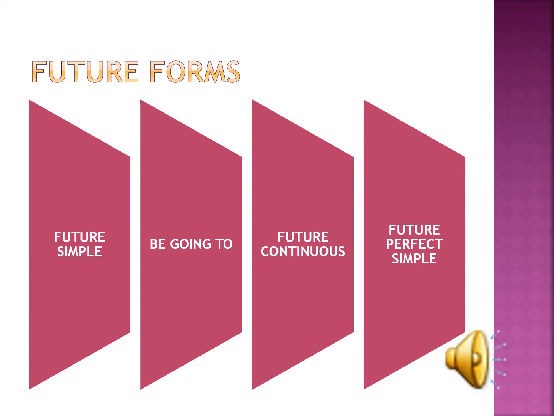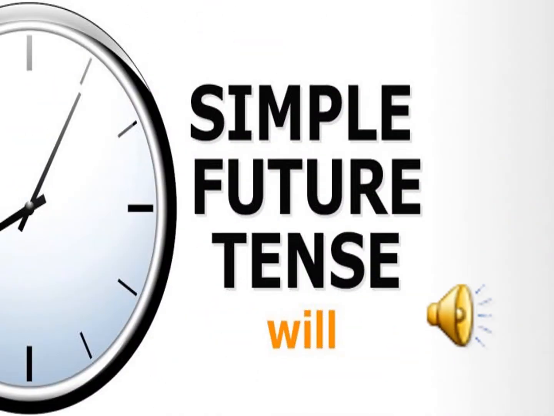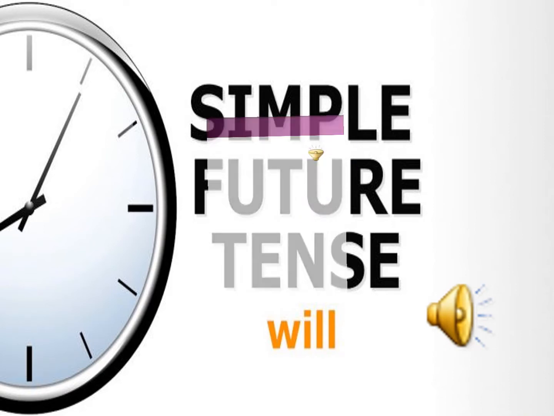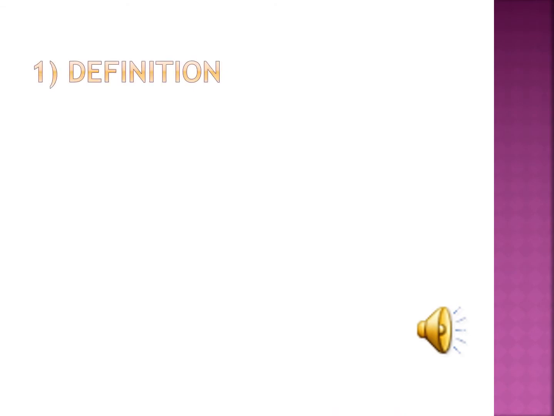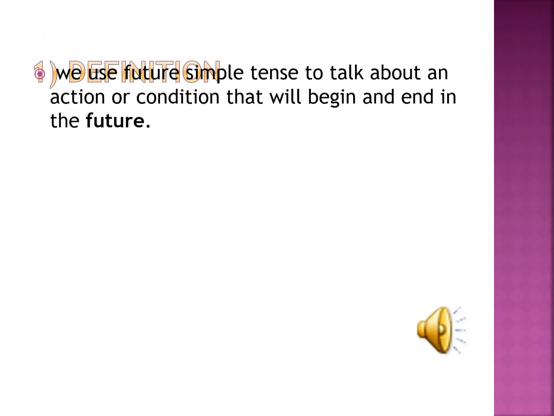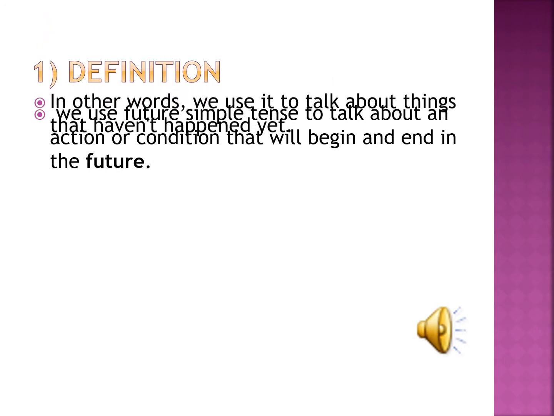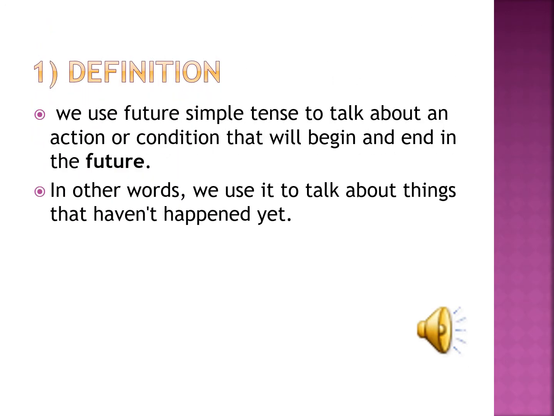Future forms: future simple, be going to, future continuous, and future perfect simple. Firstly, the simple future tense. All we have to know about the tense are the form, definition, and use. So, what do we mean by the future simple tense?